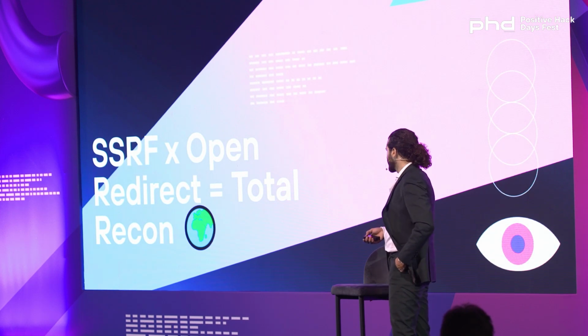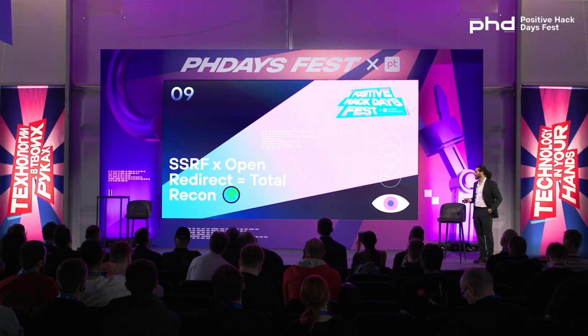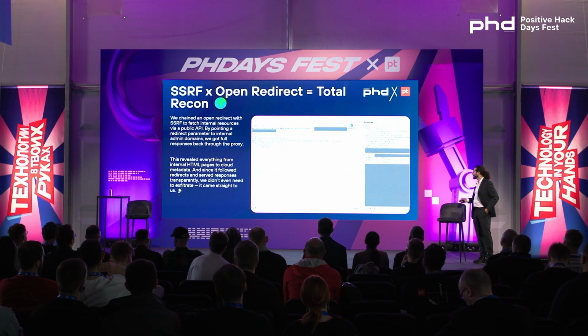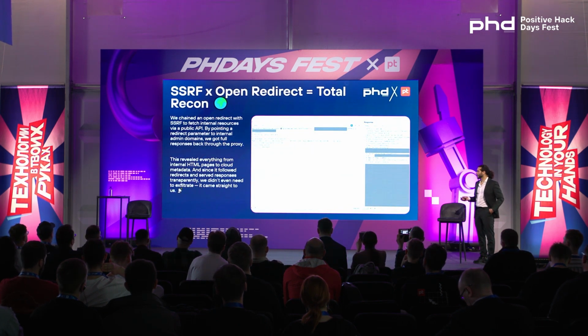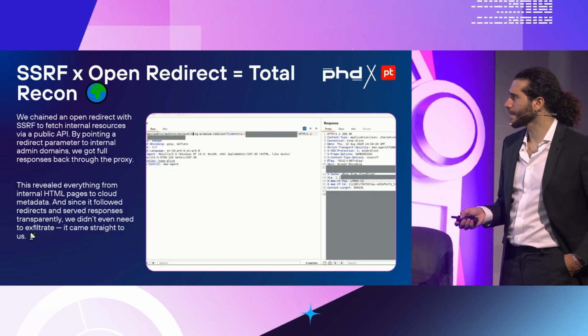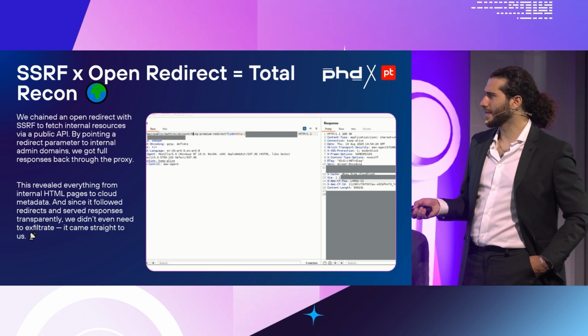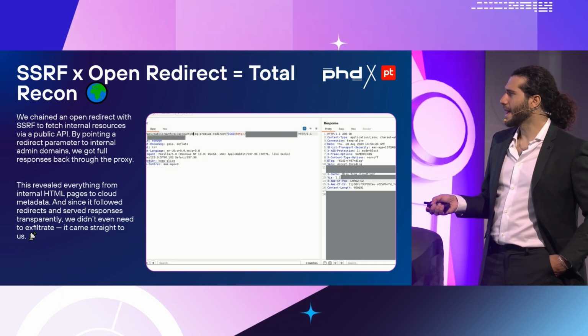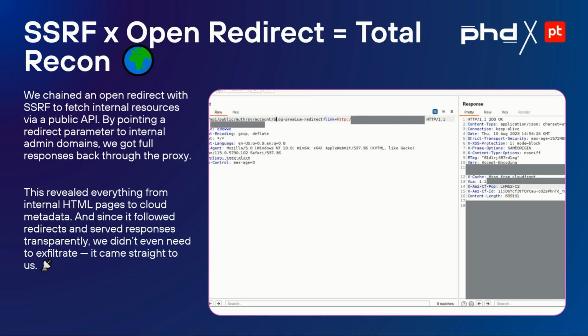The next bug we are seeing is again an SSRF with open redirect. What happened here is that we chained an open redirect with server-side request forgery to fetch internal resources via a public API. By pointing a redirect parameter to internal admin domains, we got full responses back through the proxy. This revealed everything from internal HTML pages to cloud metadata, and since it followed the redirects and served responses transparently, we didn't even need to exfiltrate, it came straight to us.